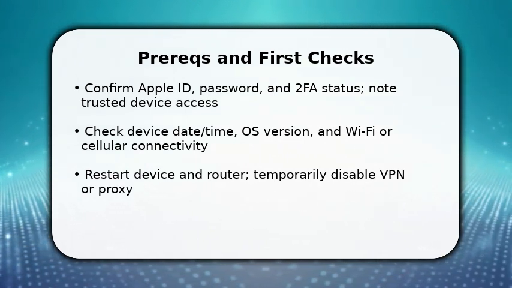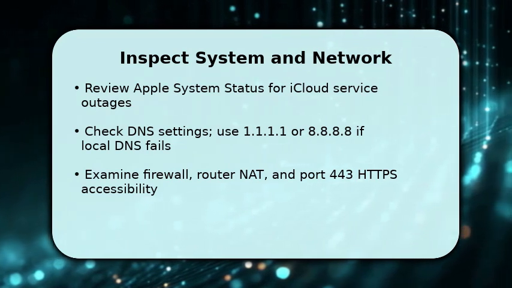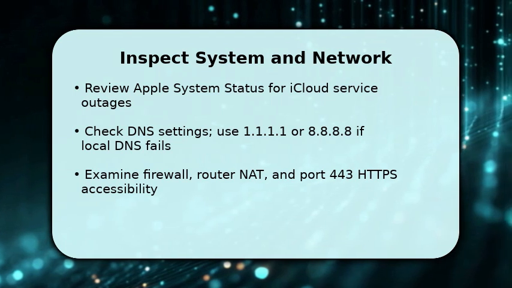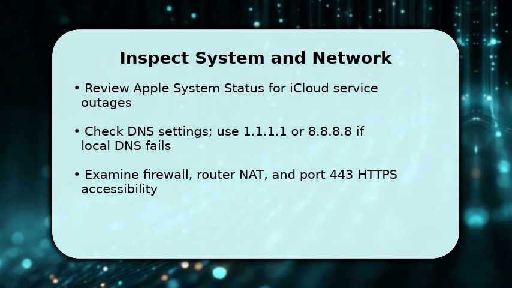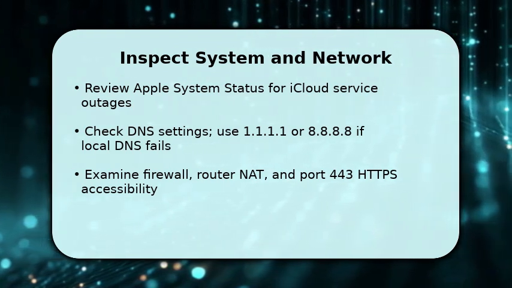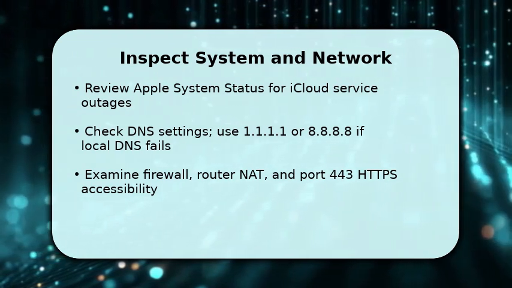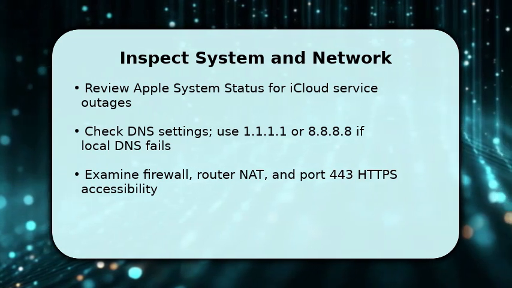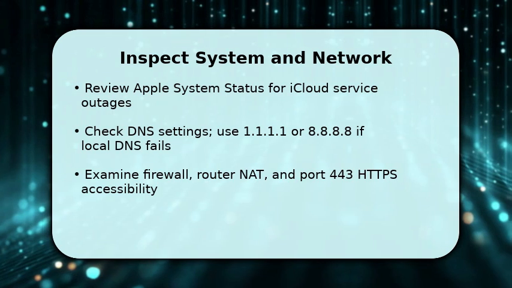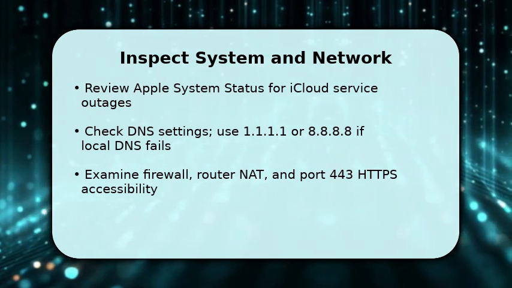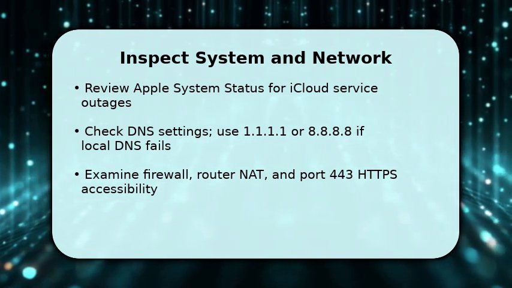You now dig into system and network layers to find subtle failures. First, verify Apple's system status on another device to exclude global outages. If services are green, move to DNS and point your device to a reliable resolver like 1.1.1.1 or 8.8.8.8 to avoid ISP DNS blocks. Then inspect firewalls, router NAT, and ensure outbound HTTPS on port 443 is allowed because iCloud relies on secure connections. If on corporate Wi-Fi, ask IT to whitelist Apple domains.